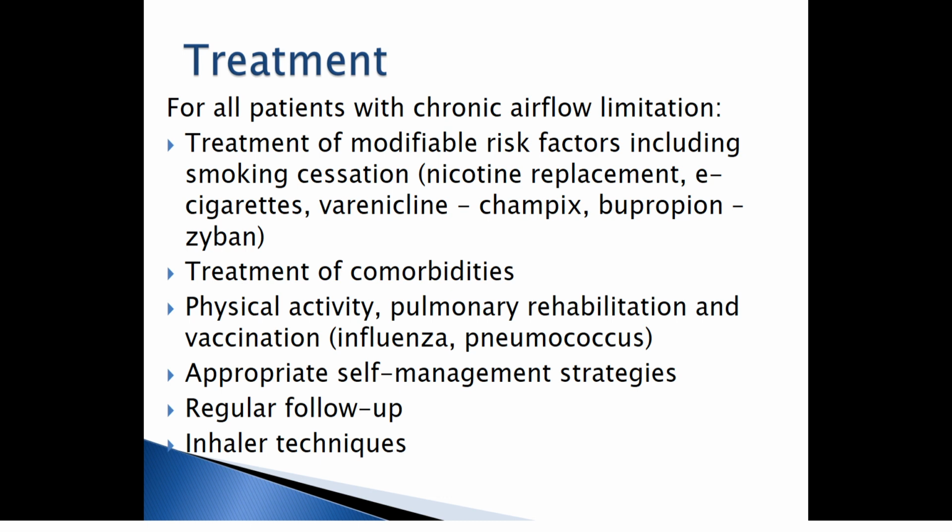Now we'll talk about treatment for old patients with chronic airflow limitation. First of all, it includes treatment of modifiable risk factors, including smoking cessation: nicotine replacement, e-cigarette, varenicline, Champix, bupropion, Ziban. These are examples of drugs for smoking treatment and nicotine replacement. So, better to stop smoking. Treatment of comorbidities: comorbidities affect the clinical course of bronchial obstruction.